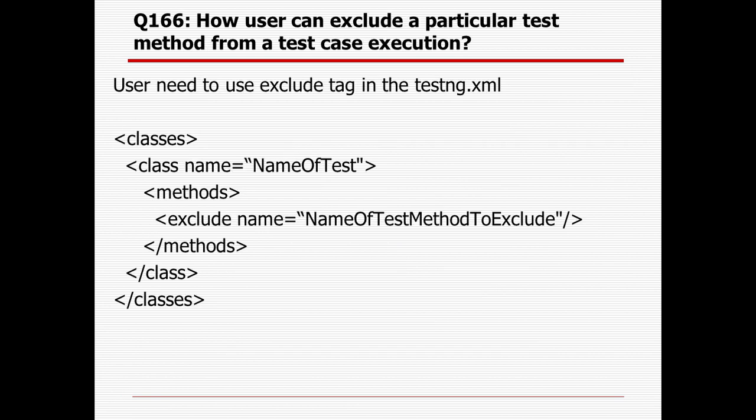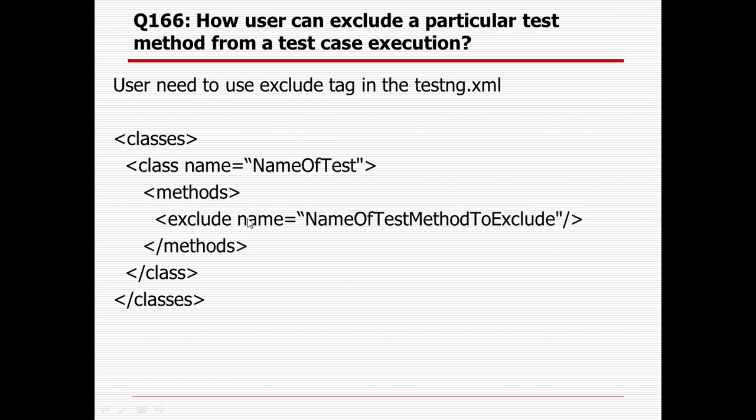How can a user exclude a particular test method from a test case execution? For that, we know that we need to use the include or exclude tag in the testng.xml file. First we need to give the classes, because we need to exclude a particular method, right? Then under the classes we provide the class name, and under the class name the method will be there, right?